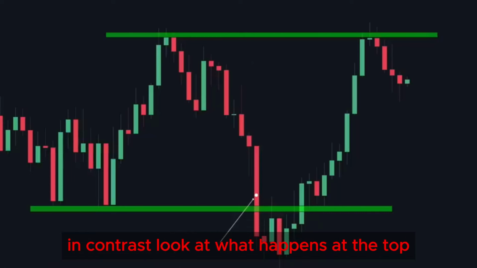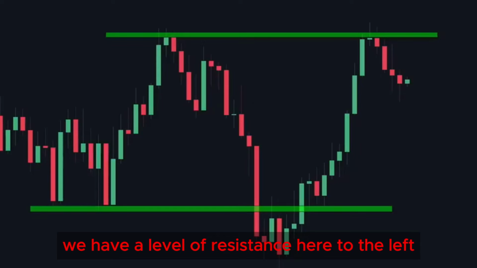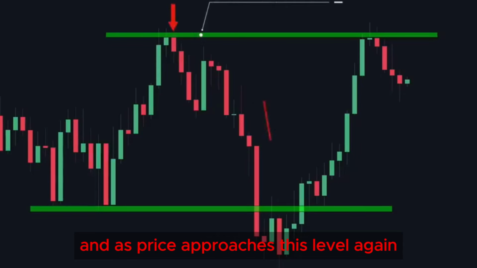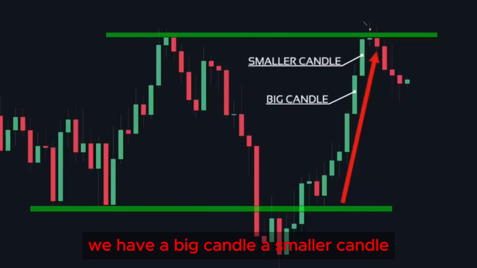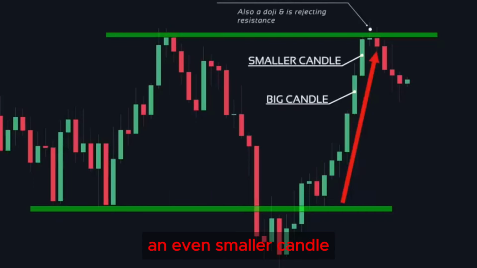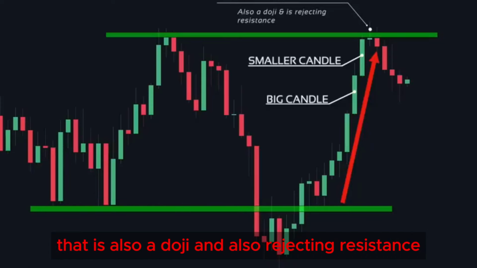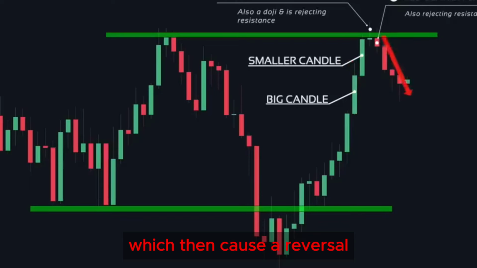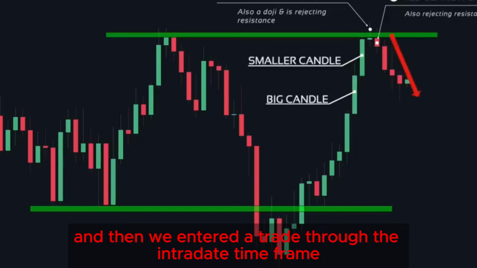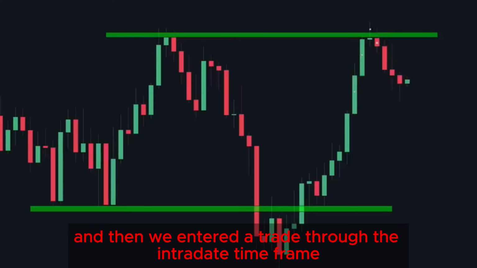In contrast, look at what happens at the top. We have a level of resistance here to the left, and as price approaches this level again, we have a big candle, a smaller candle, an even smaller candle that is also a doji and also rejecting resistance. Then finally, a red bearish candle that is also rejecting resistance, which then caused a reversal. And then we entered a trade through the intraday time frame.